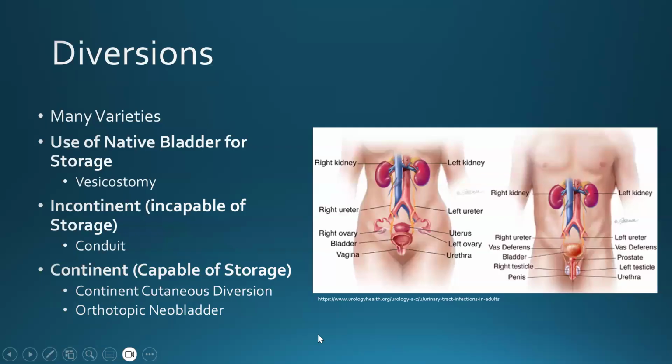And then there are continent forms of urinary diversion that are able to store the urine, and then the patient empties that diversion when so desired. This can be done through a continent cutaneous diversion, where a patient catheterizes in order to empty the diversion, or it can be in the form of an orthotopic neobladder, where the patient voids through their native urethra.